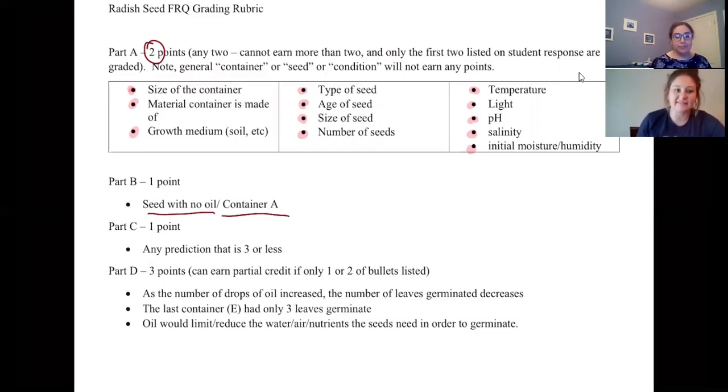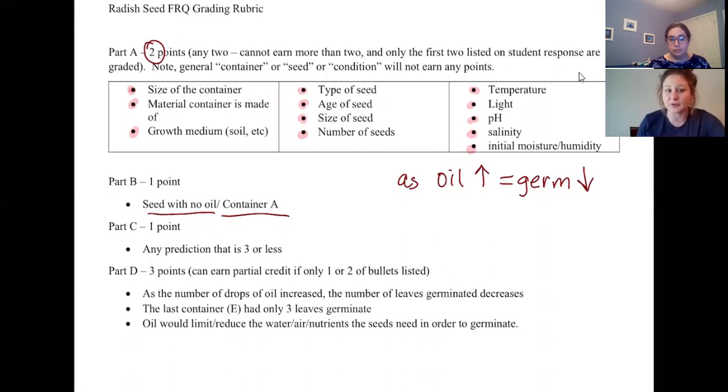So part C was asking you to make a prediction on the germination of the seeds. Now, if you looked at your table, you could recognize that there's a pattern. As the amount of oil increased, the germination of the seeds decreased. So on your table, you could see that the highest amount of oil they've given you has 3 seeds germinate. So you'd assume that if you continue to increase that oil, you would be following the same trend and the germination would continue to decrease. So if you predicted anything less than 3, that would earn you a point.